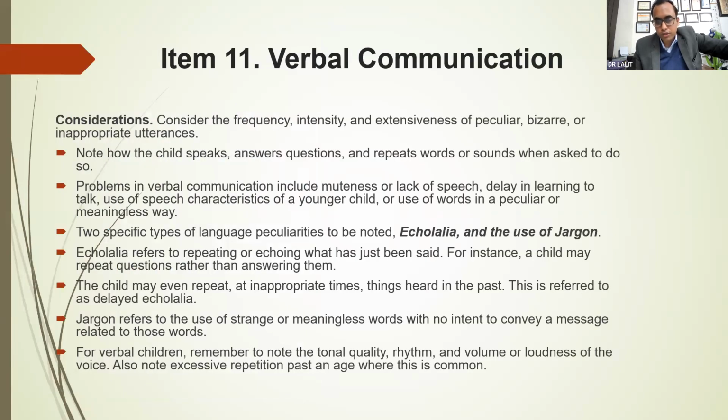Verbal communication. In verbal communication, the two most important things to take into consideration are echolalia and use of jargon. When we talk about echolalia, there are two types: immediate echolalia and delayed echolalia. Immediate echolalia means, for example, when you ask, what is your name? Instead of telling his name, he says, what is your name? So he's repeating it. There can be two things. Either the child knows but doesn't know how to communicate because of language issues. The child has speech, but doesn't have language. There is a difference between speech and language.